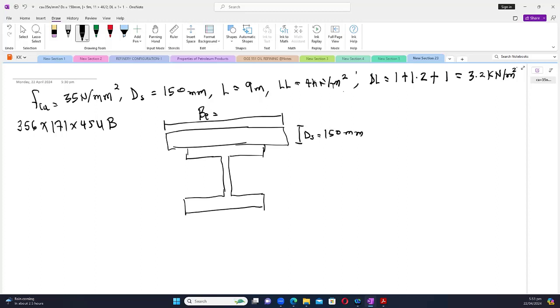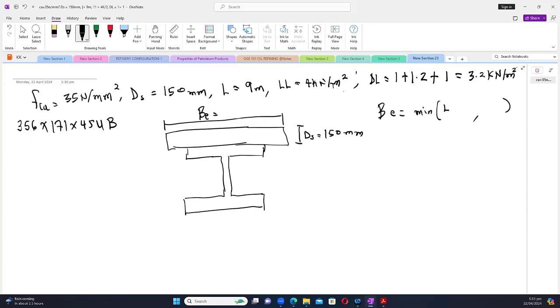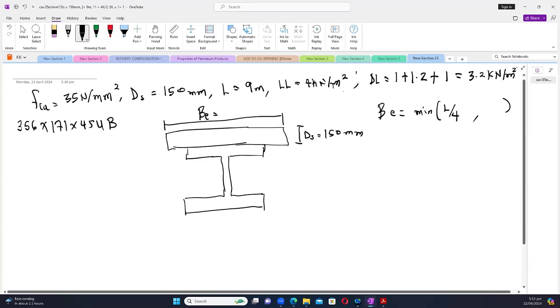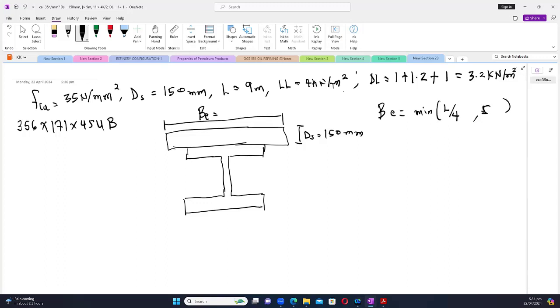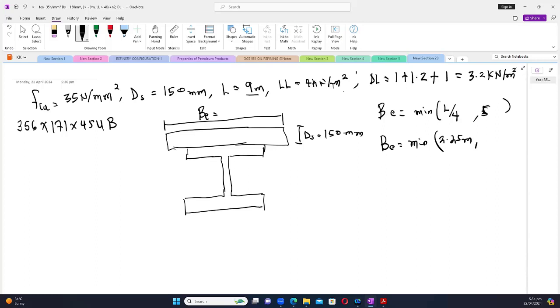But BE, if the beams are simply supported, is equal to the minimum of two values. The first value being the length of the beam divided by 4, and the second value being the spacing between the beams. So BE in this case is a minimum of, now the length of the beam was given as 9. If we divide by 4, we'll get 2.25 meters. Then the other parameter we are supposed to consider is the spacing between the beams. If you look at the diagram I showed earlier on, the beams were spaced 3 meters apart.